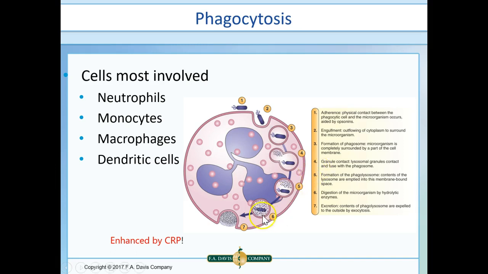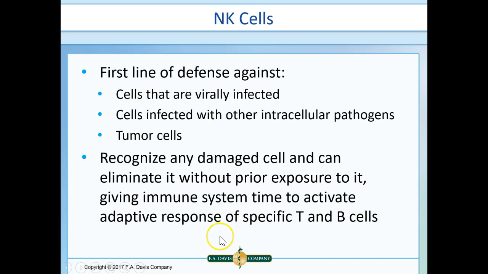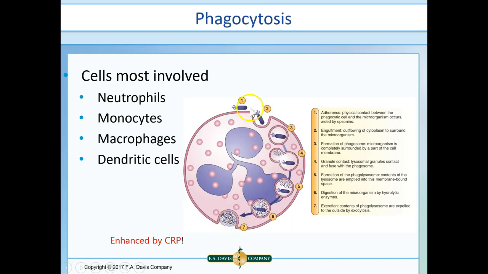Once those are in there, it starts to digest the foreign organism. At the end, it's excreted. Okay, so the contents of the phagolysosome are expelled outside by exocytosis. Oops, sorry about that. Okay, so that's the little process of phagocytosis of what happens inside the cell.